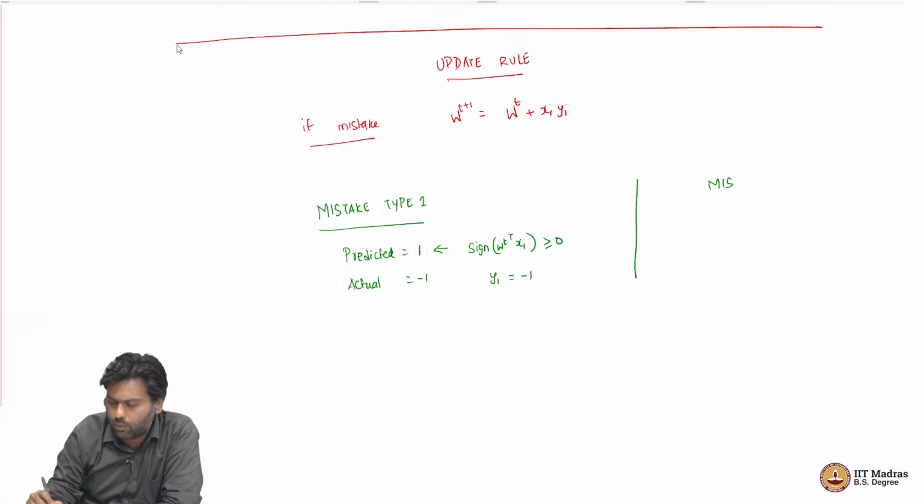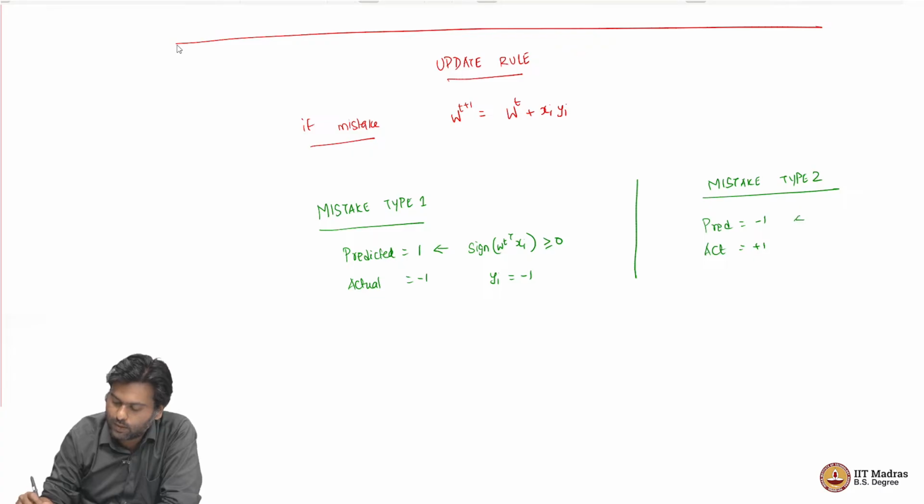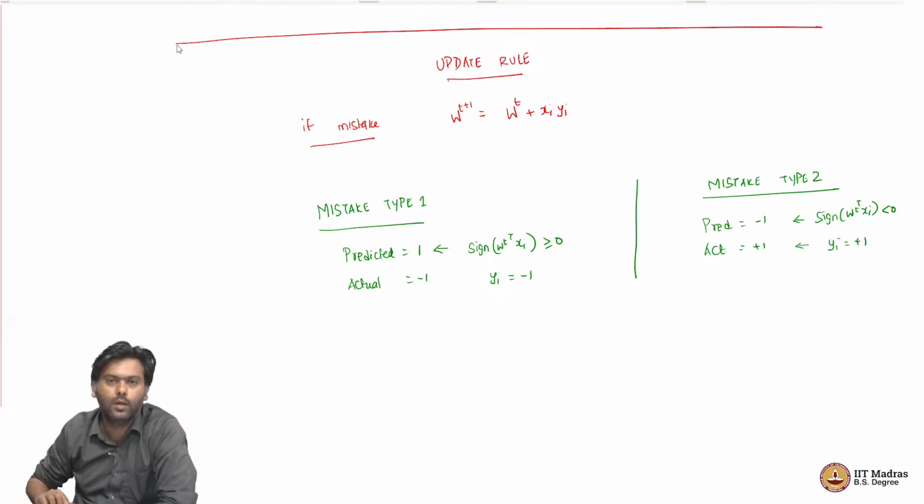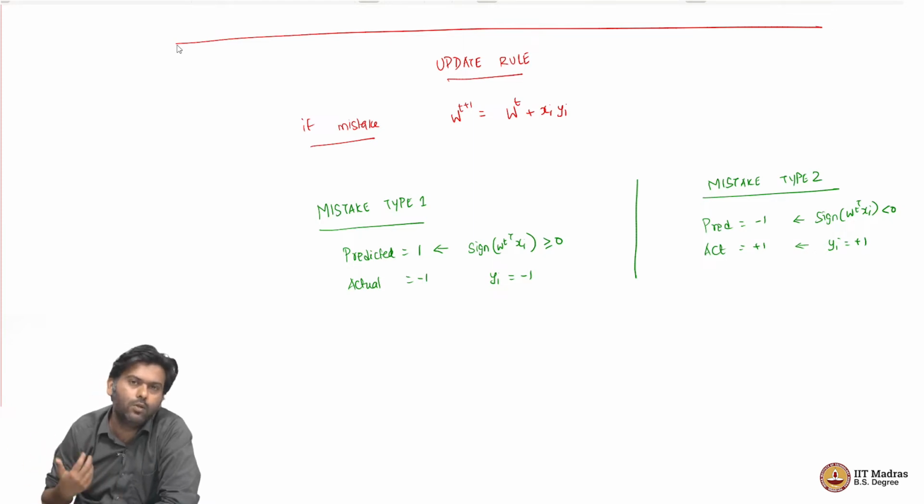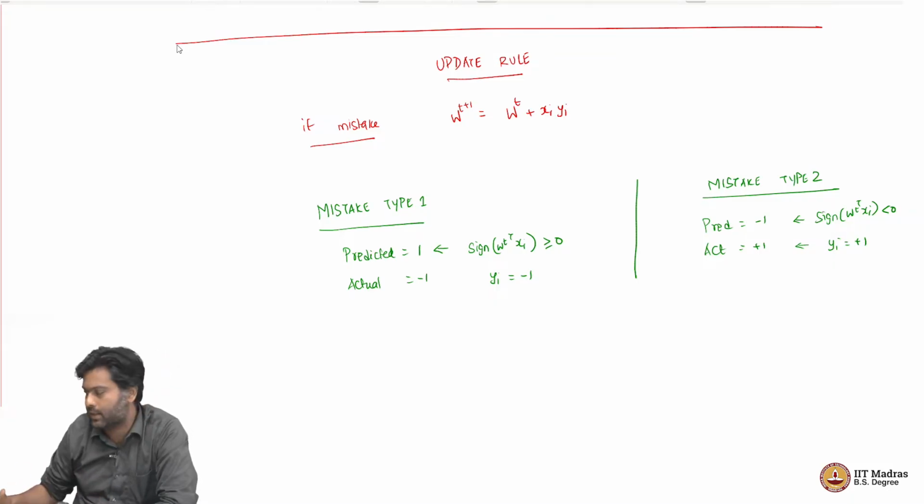So, that is mistake type 1. Of course, mistake type 2 is just the symmetric opposite of this. Here predicted is minus 1, but the actual is plus 1. Why is the predicted minus 1? Because sign of W_t transpose x_i was less than 0, but actual y_i is plus 1. So, the opposite condition happened. Both of these are mistakes, but the update rule is the same for both. So, we need to justify why the update rule makes sense in both these cases.